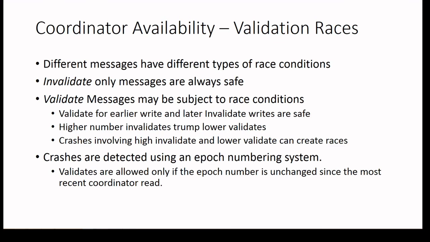Now, what is this numbering system I'm talking about? This is the clock system, or the epoch system, that we talked about in class. That's exactly what we're talking about here. And these crashes are detected by sensing if there's a change: validates are only allowed if the epoch number is unchanged since the most recent coordinator read. That is to say, if the coordinator reads something and then the epoch number of that read is different than the current epoch number, then it knows that there must have been a race condition, a conflict and crash in there.